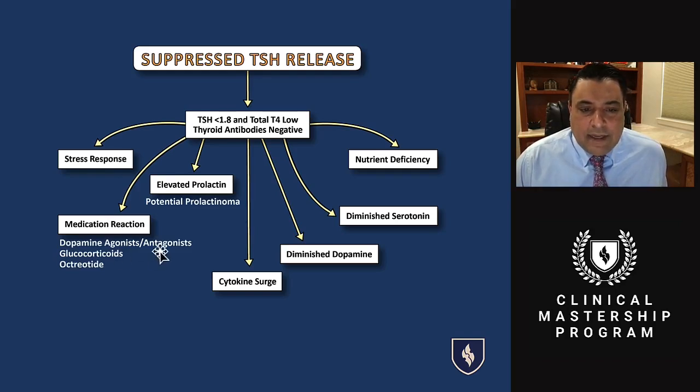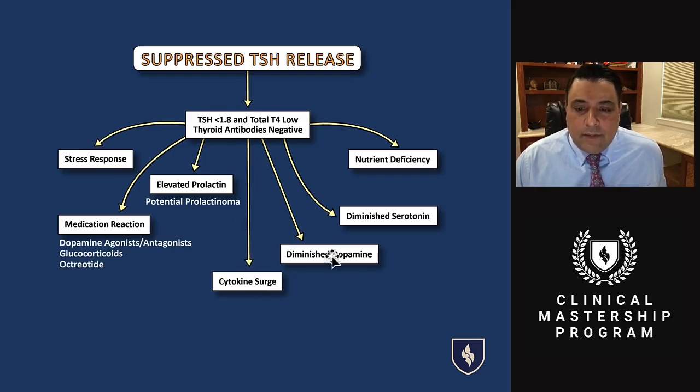Medication reactions: dopamine agonists, antagonists, glucocorticoids, octreotide. These have been medications that can impact TSH. Prolactinomas. Many people have these benign pituitary tumors, and sometimes they get these prolactin surges. That'll suppress TSH. Just severe cytokine surge, severe inflammation. Most of the patients you have probably have some degree of subtle inflammation if they have a chronic condition. But cytokine surge would mean like they have a severe flare-up of an autoimmune response. Let's say they have ulcerative colitis and had a severe inflammatory response or attack, and that's when they have their thyroid panels measured. That may impact this pathway.